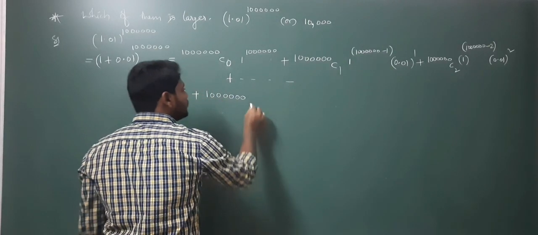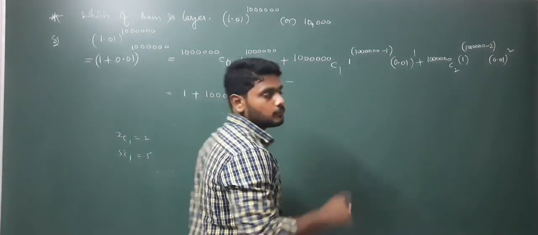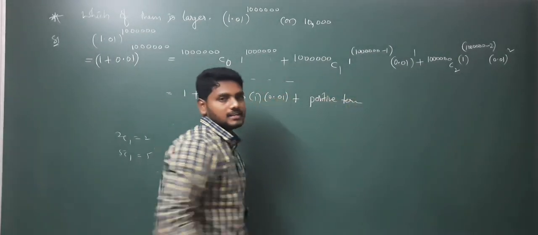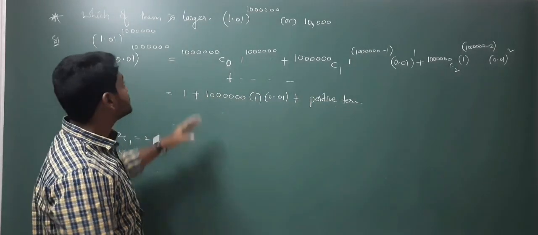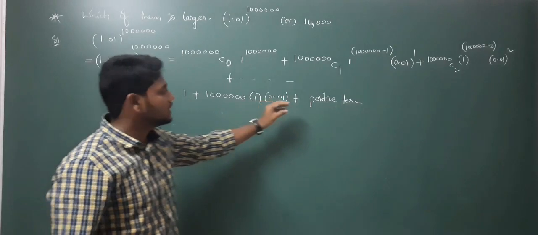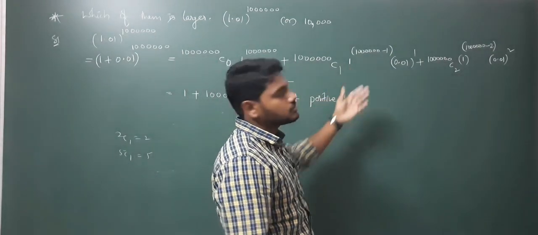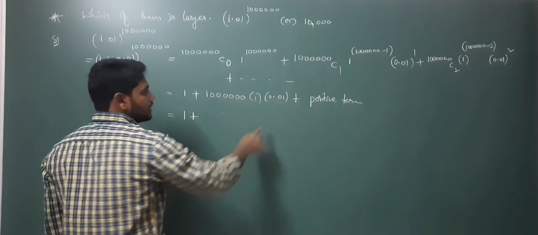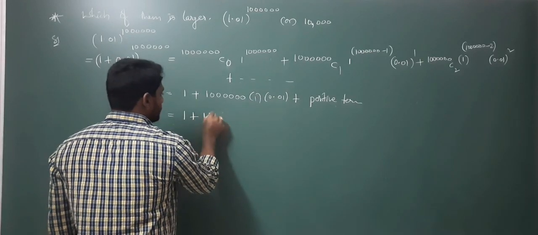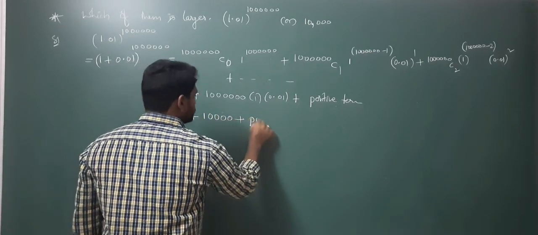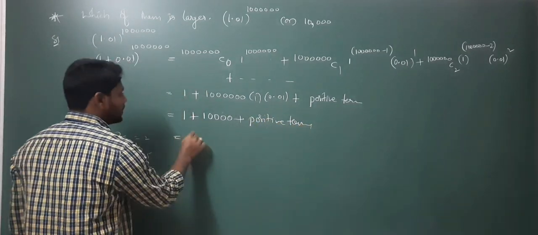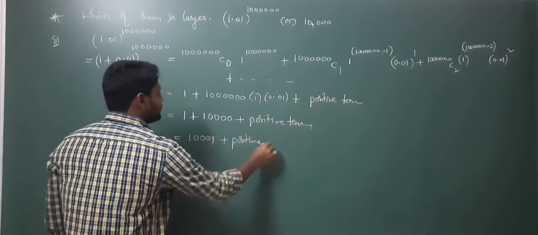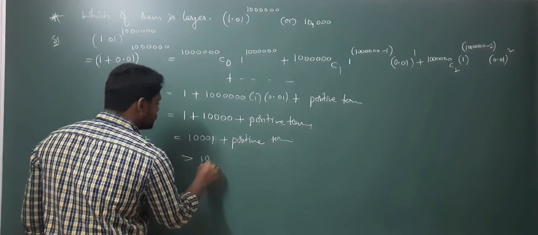Next, 1 to the power of anything is 1 only, into 0.01 whole to the power of 1, which is 0.01, plus positive terms. The remaining I will consider as positive terms. Why? Because we don't need the total expansion. What we need is to write which one is more. Did you understand why positive? Because everything is positive, definitely we will get positive terms. Now 1 plus 0.01 into 10 lakhs, with 6 zeros and 2 zeros cancelled, will become 10,000. So it will become 10,001 plus positive terms, which is always greater than 10,000, right?